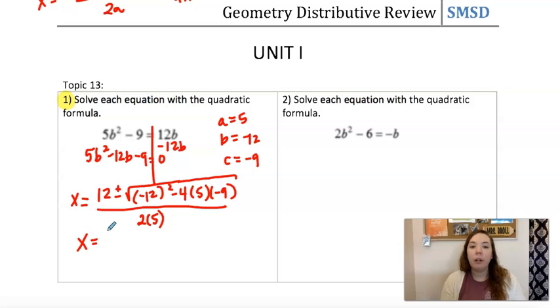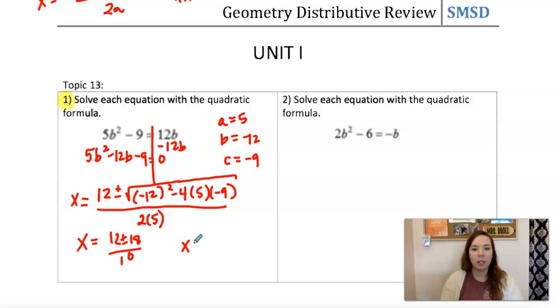All right, so if I have 144 underneath my square root, I am going to have, hold on, $324, and the square root of that is 18. So it's really 12 plus or minus 18 over 10. And they don't always come out to be perfect squares. A lot of times they're decimals.